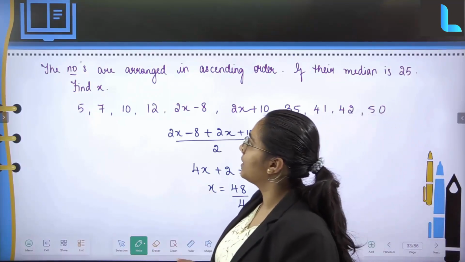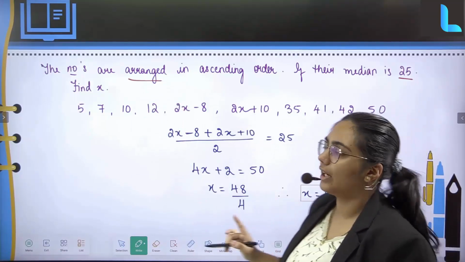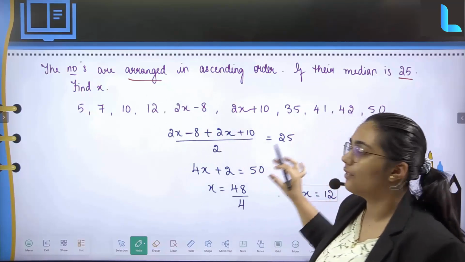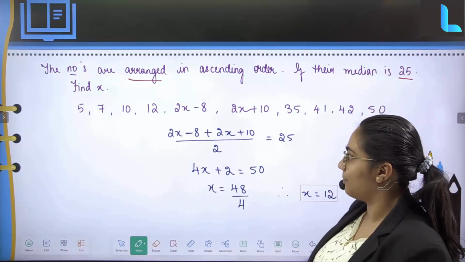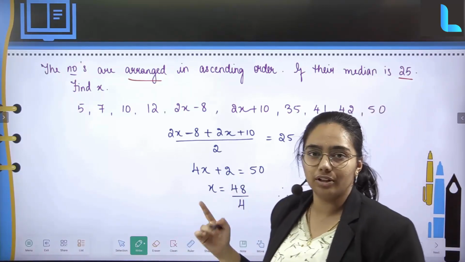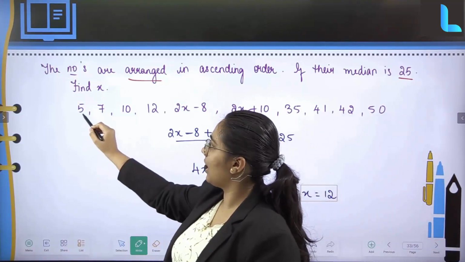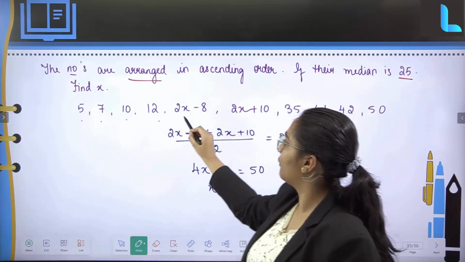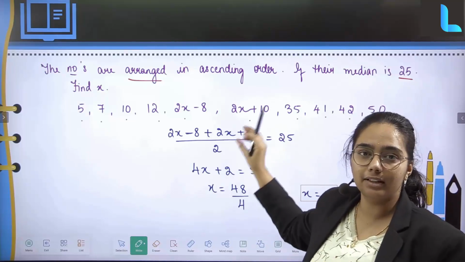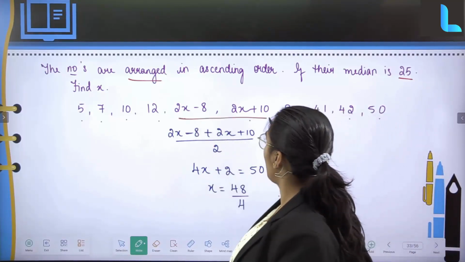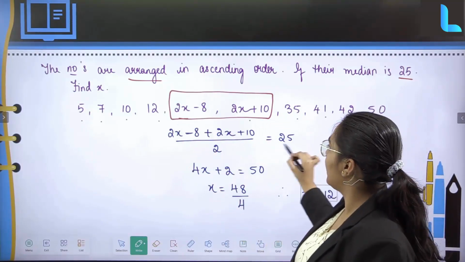Next question: the numbers are arranged in ascending order. If the median is 25, you have to find x. The numbers are already arranged, so there is nothing to worry about in the arrangement. The median value has been given, and you have to find x. If I count the numbers, 1, 2, 3, 4, 5, 6, 7, 8, 9, 10, it is an even count. So there is no single middle number; these two middle numbers I have to take in the format of arithmetic mean.